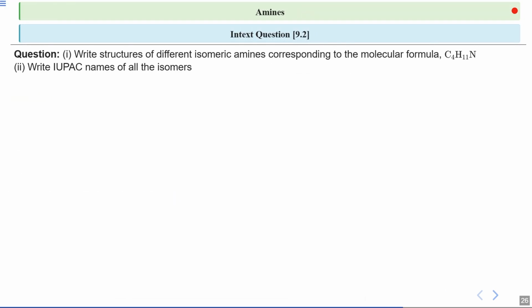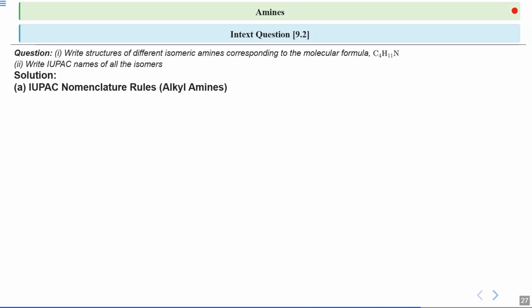Now, in textbook question 9.2, you have to write the structures of different isomeric amines corresponding to the molecular formula C4H11N. Okay, and you have to write the IUPAC names of all the isomers. Let's start. So first we will see IUPAC nomenclature rules for alkyl amines.